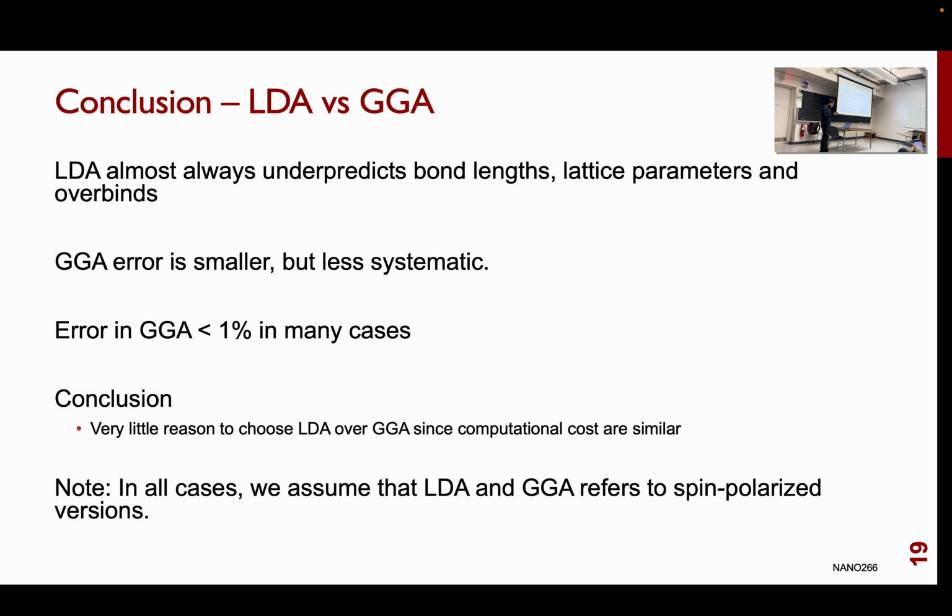So the conclusion: LDA almost always underpredicts the bond lengths and lattice parameters, and overbinds. GGA error is smaller. It tends to underbind, but it is a bit less systematic. And the error in GGA in a lot of instances is actually less than 1%. So the conclusion is that you usually don't go for your LDA. The reason is also because the computational costs between LDA and GGA are actually fairly similar, right? So you are not gaining a lot of computational efficiency by using LDA.